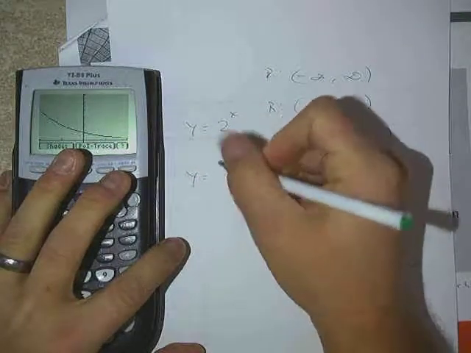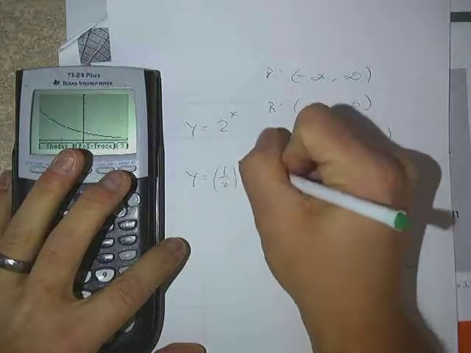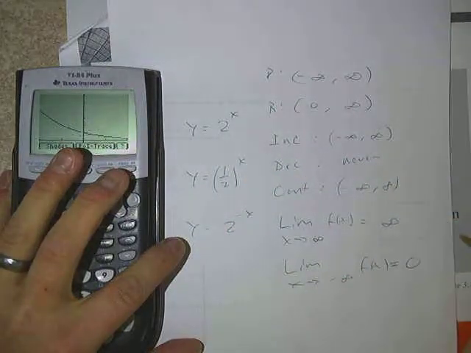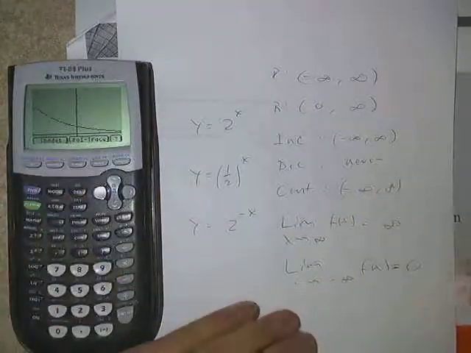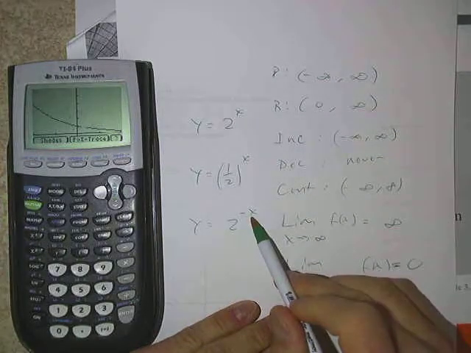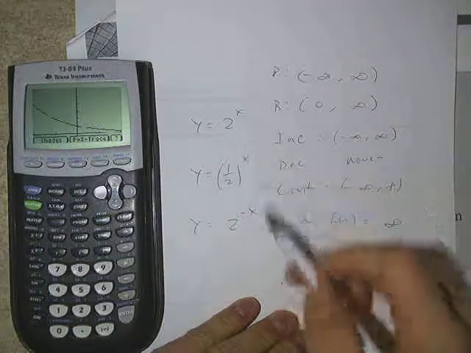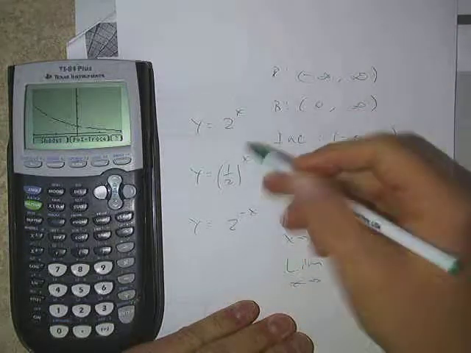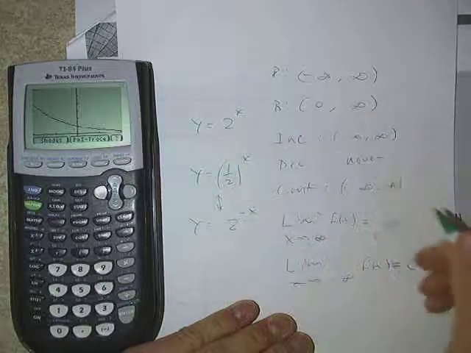Ultimately, it's just a reflection of the 2 to the x function over the line x equals 0, over the y-axis. I want you to think about why that's the case, too. If I had y equals 2 to the x, we just saw what that looked like. Okay. Earlier, we talked about the fact that if I have 1/2 to the x, okay, that's really the same as 2 to the negative x.